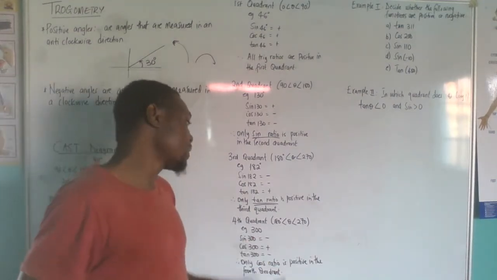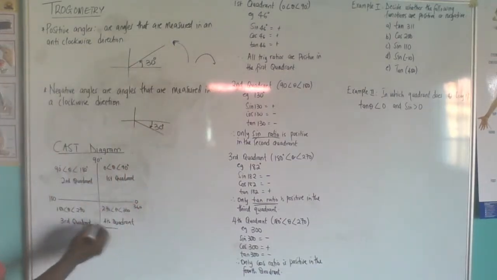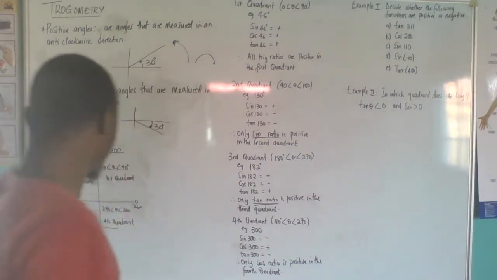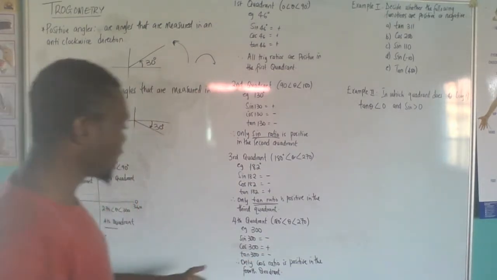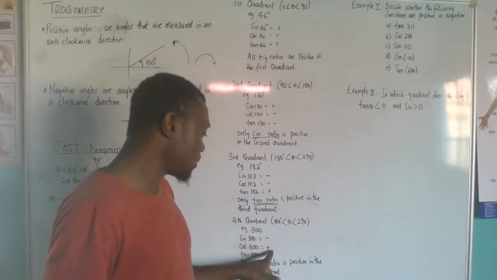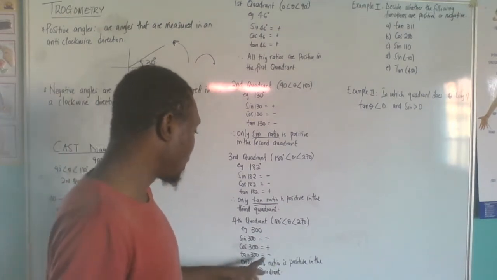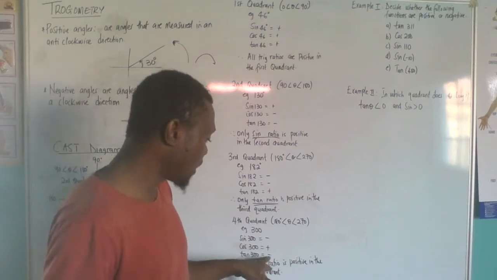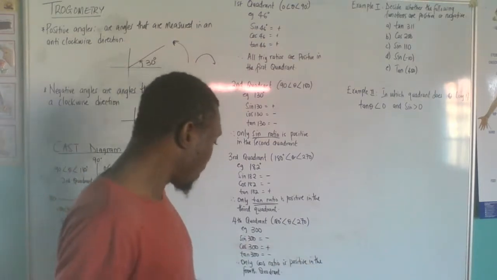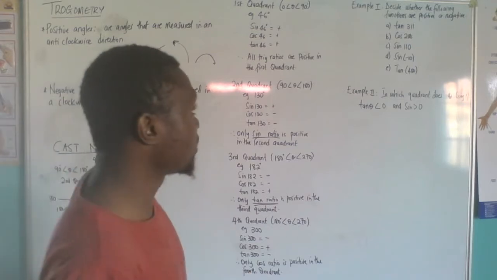In the fourth quadrant, choose any angle, for example 300. It's between 270 and 360. That means sine 300 will give you a negative, cos 300 will give you a positive, and tan 300, you take a calculator, you put it in and you get a negative there. So only the cos ratio here will give you a positive, meaning in the fourth quadrant only cos is positive.